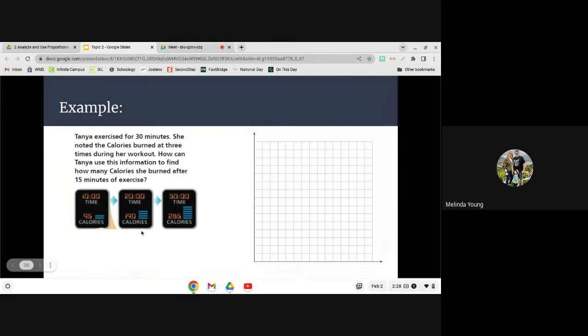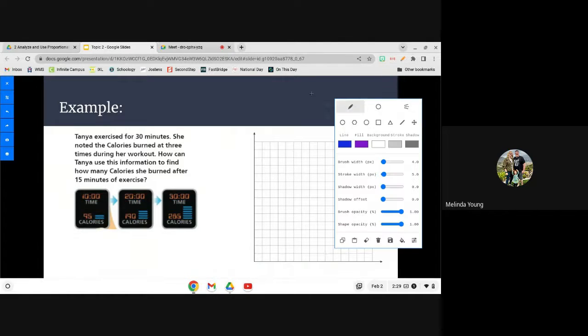First example. We've got Tanya exercised for 30 minutes. She noted the calories burned 3 times during her workout. How can Tanya use this information to find how many calories she burned after 15 minutes? Okay, so right away, I'm going to create a graph of the information in these pictures. So let's see, can I move this?